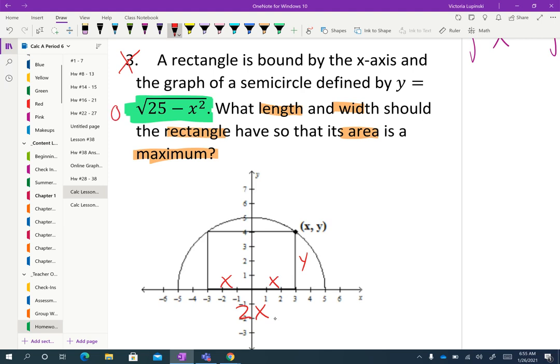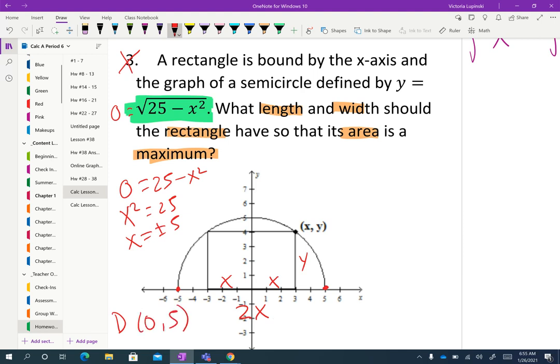You would take this square root function and set it equal to 0. Then you would square both sides, put them on opposite sides, and get x equals plus or minus 5. That's how you know that these would be the x-intercepts of the semicircle, which means your domain for the x would only be between 0 and 5.